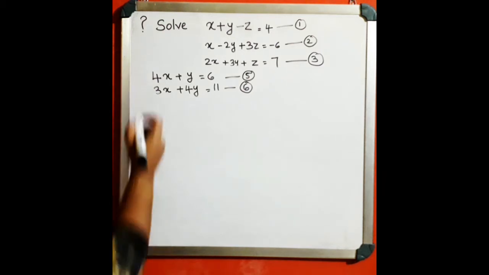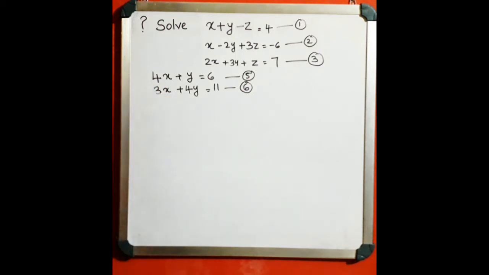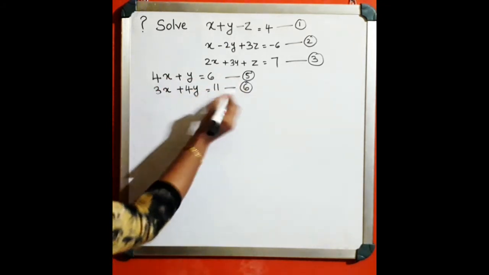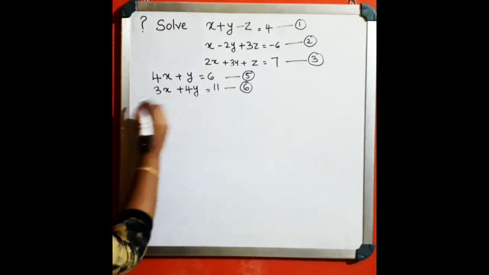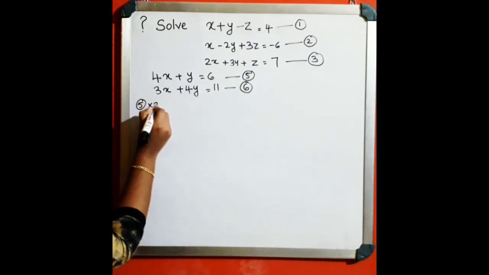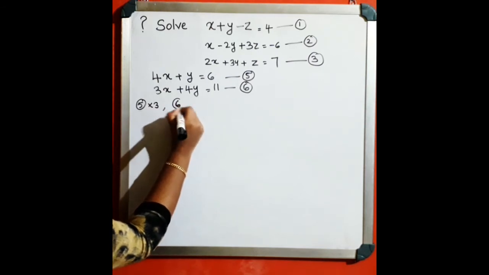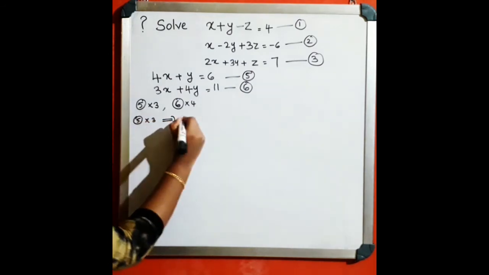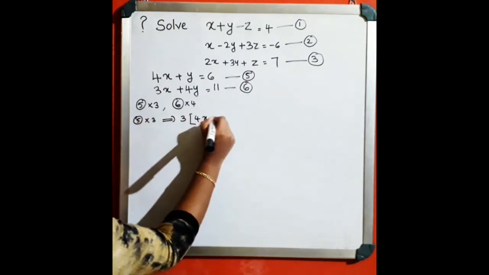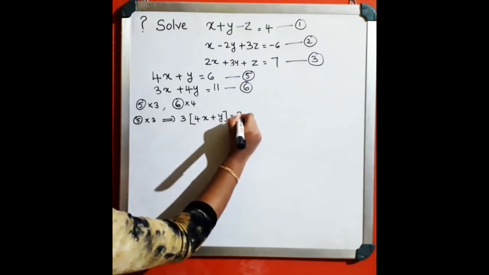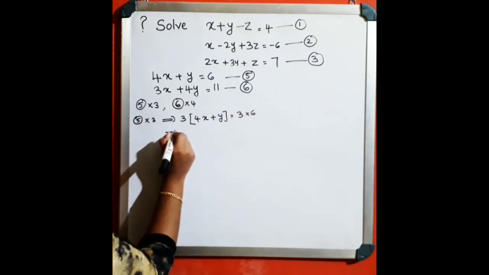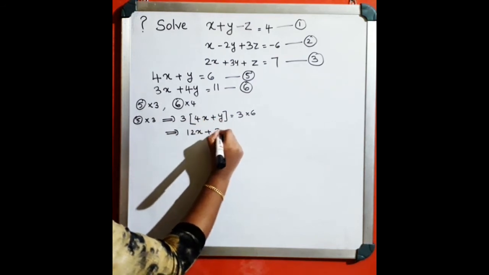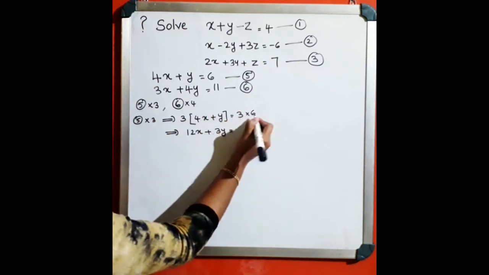So first make the coefficient of x the same in both. For this, here the coefficient of x is 4 and here the coefficient of x is 3. So just multiply equation 5 by 3 and equation 6 by 4. Equation 5 by 3 means 3 into 4x plus y is equal to 3 into 6. 3 into 4x is 12x plus 3 into y is 3y is equal to 3 into 6 is 18.